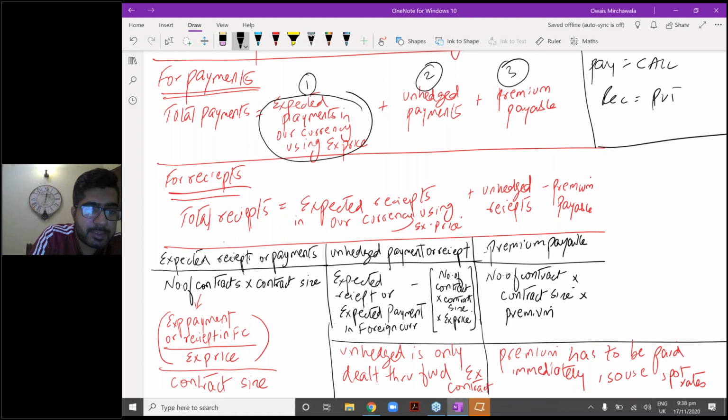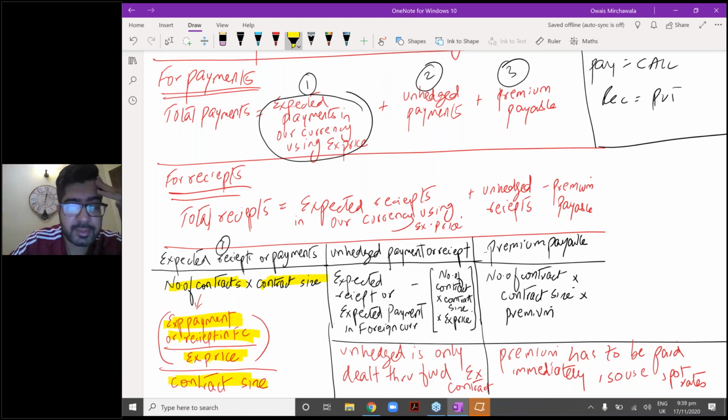The expected payments. This is the detail. The expected payments or receipts are calculated as number of contracts into contract size. Number of contracts has a sub formula: expected payment or receipt in foreign currency over exercise price over contract size. Through this, you get number of contracts into contract size. Okay, this is how you get the first thing, expected payments, through this sub formula.